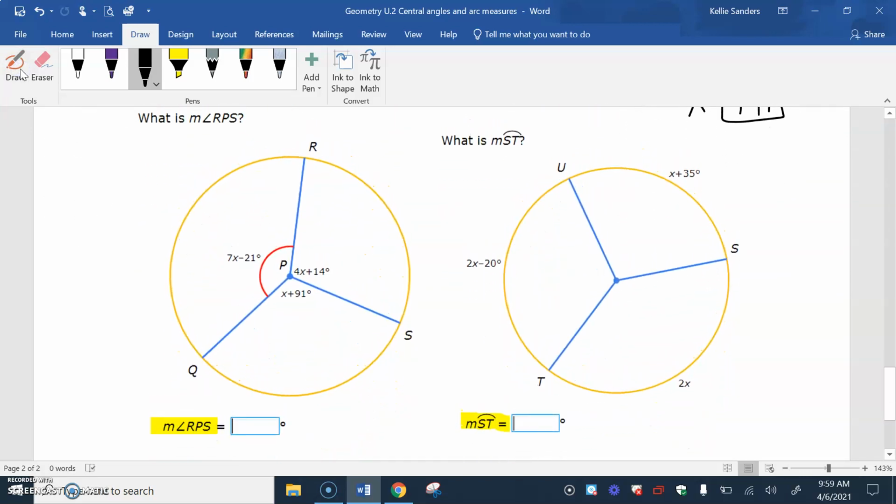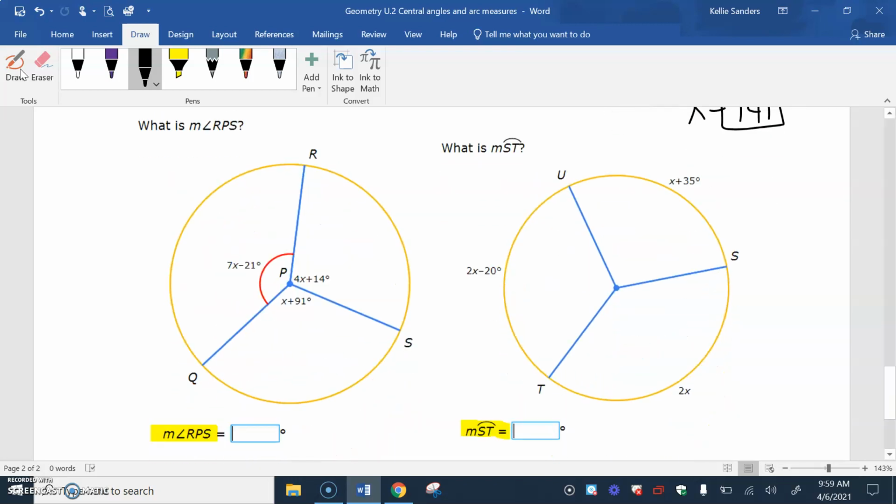Now on these, they are highlighted. The reason they're highlighted, it doesn't ask for X, it asks for the measure of angle RPS. We want to know how much is this, not just what X is. I do need to find what X is, but then again. So we're going to do exactly what we've just been doing.